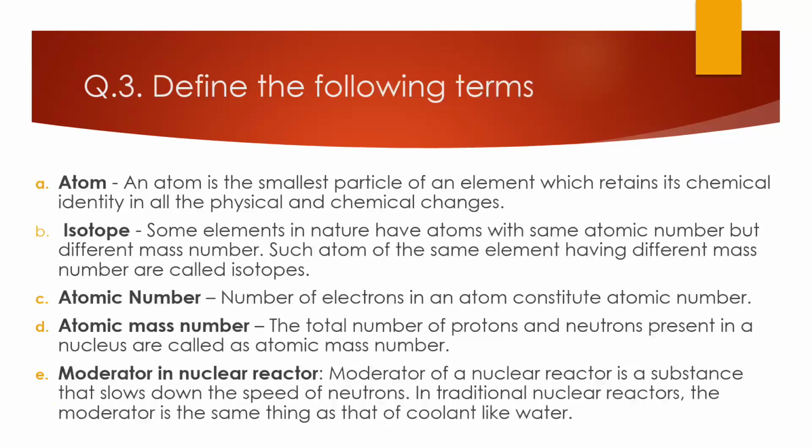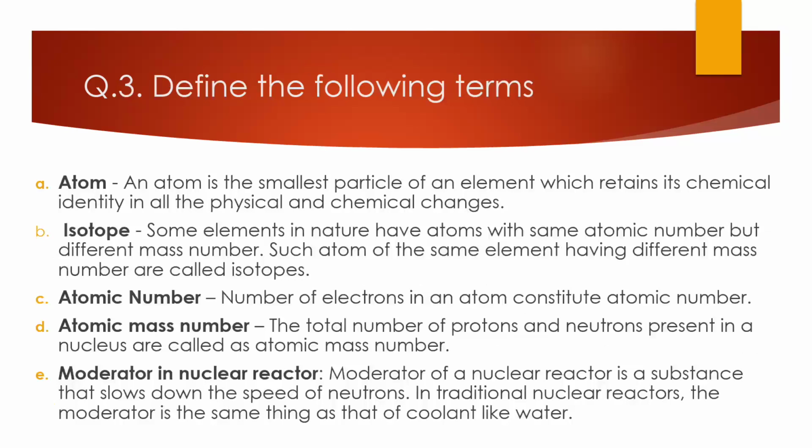Now question number 3 is define the following terms. First is atom. An atom is the smallest particle of an element which retains its chemical identity in all the physical and chemical changes. Whatever physical or chemical changes occur, the atom does not change its properties. It is always unique. It is the main structural and functional unit of matter.